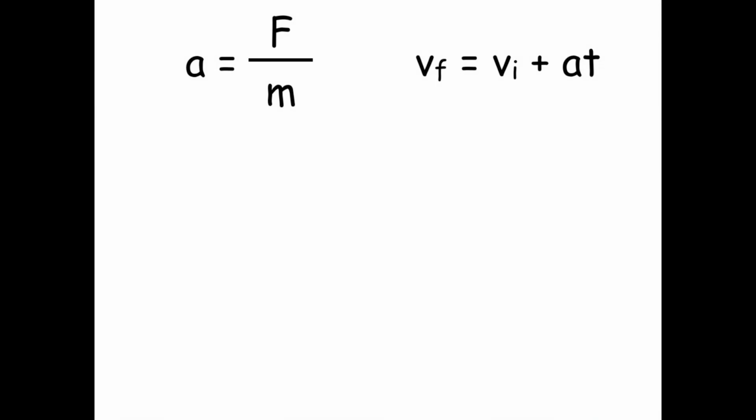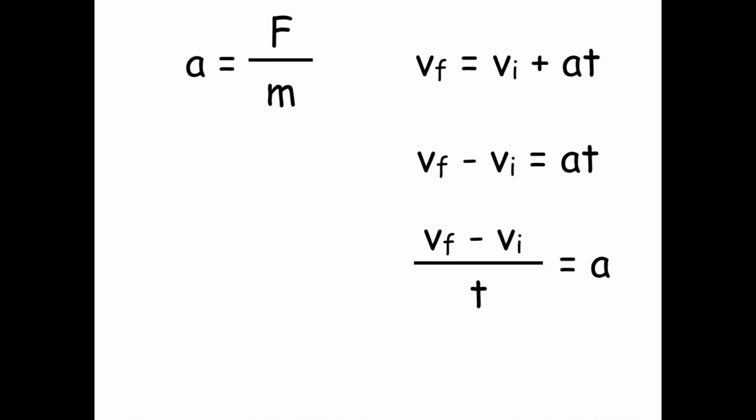Okay, now I want to show you why we study impulse and momentum on the same day. So we start with the equation acceleration equals force over mass, and the familiar formula velocity final equals velocity initial plus at. Take the velocity initial and move it to the left hand side. You'll get an equation that says velocity final minus velocity initial equals at. Move the t to the left hand side. You now get the change in velocity divided by the time equals your acceleration.